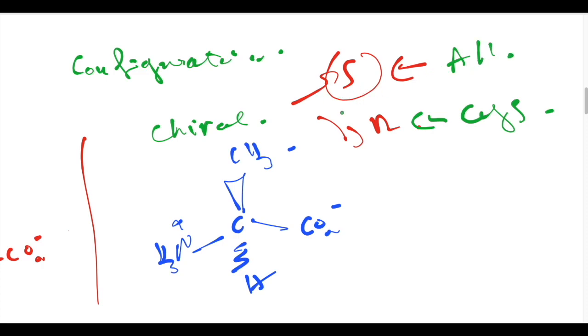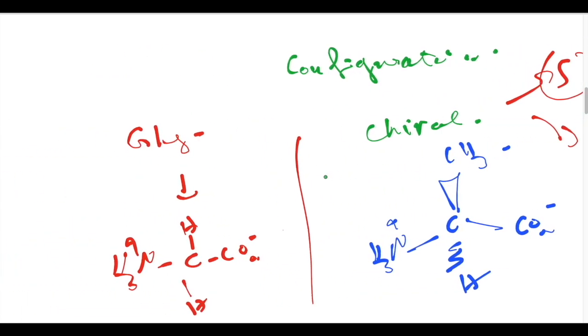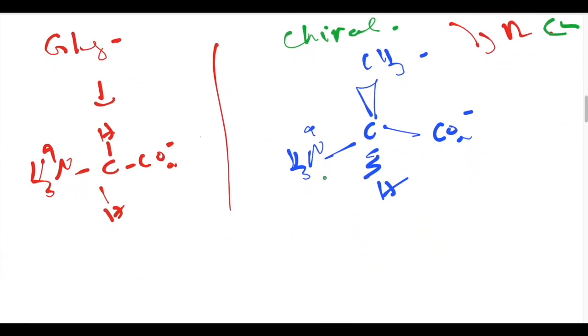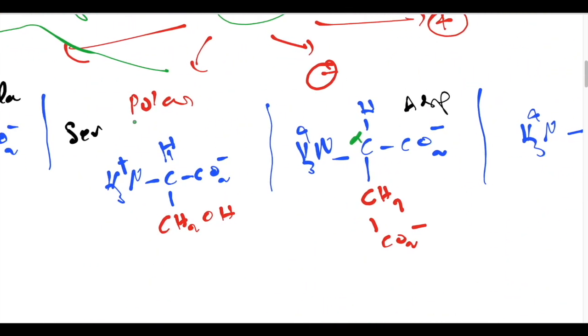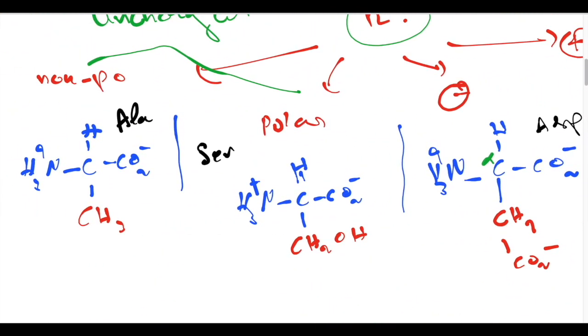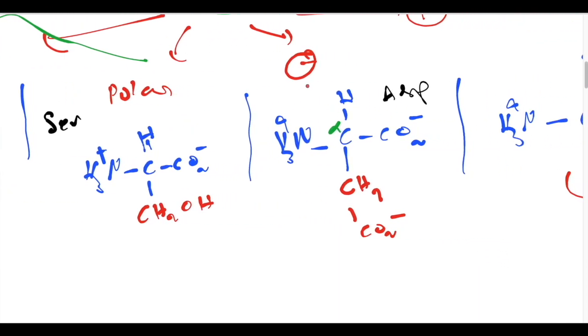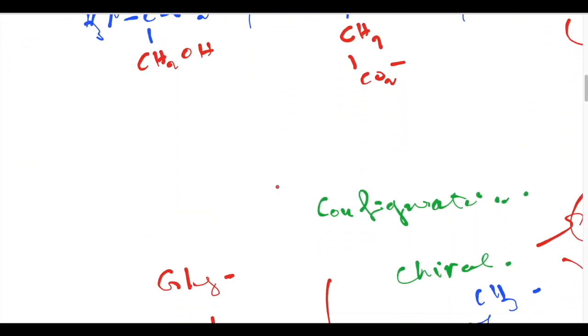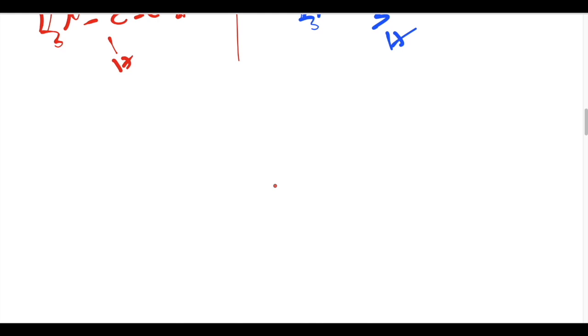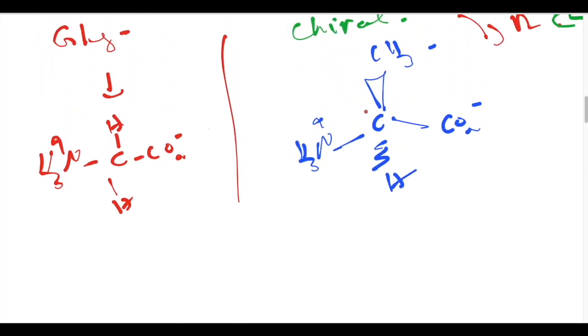Now let's summarize. All the amino acids can be classified into one of the four classes that contain a non-polar side chain, polar side chain, negatively charged side chain, or positively charged side chain. And also, all the amino acids that are found in proteins are S amino acids.